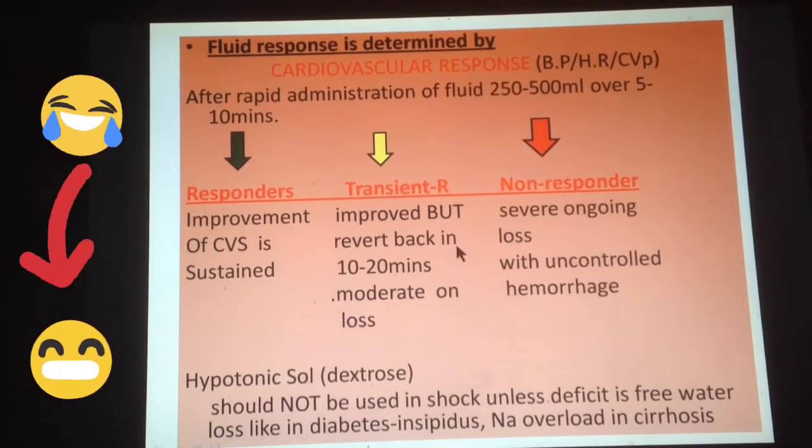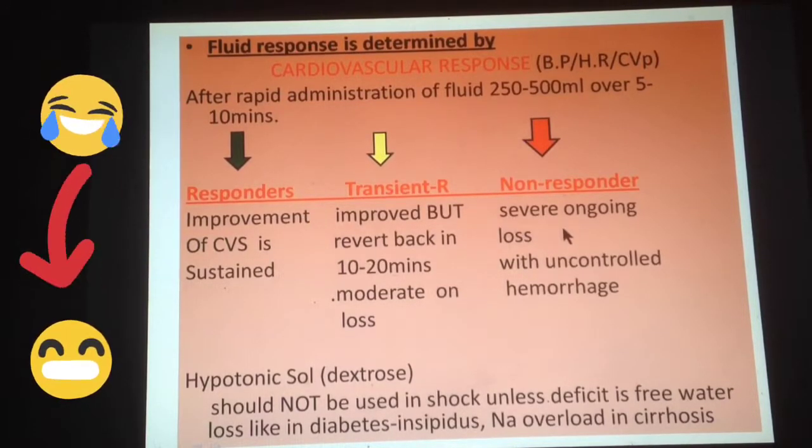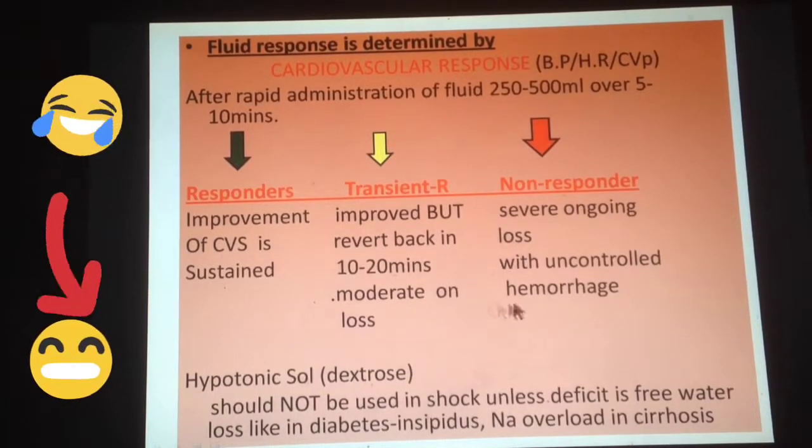In a non-responder, no matter how much fluid you give, the blood pressure is still decreased, the heart rate is still increased, and the central venous pressure is still depressed. You can consider that there is another bleeding point within the body. It could be due to any sort of internal hemorrhage. You cannot revert this patient from non-responder to responder until you control this additional bleeding point.